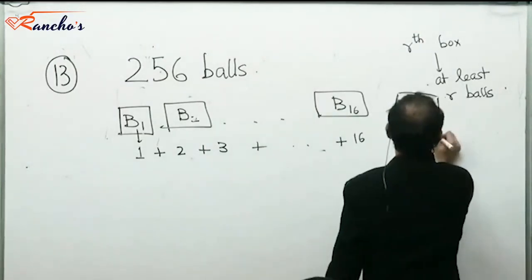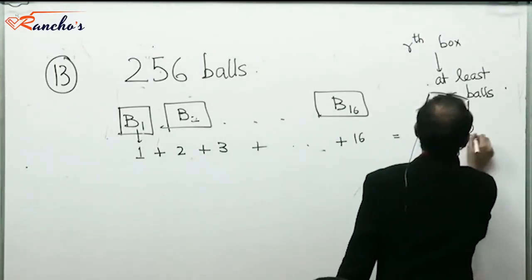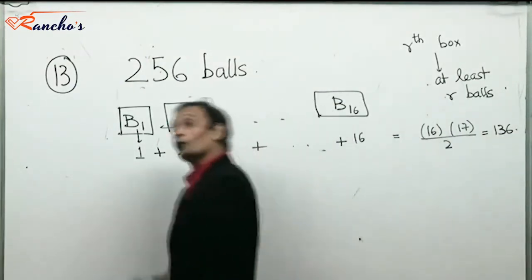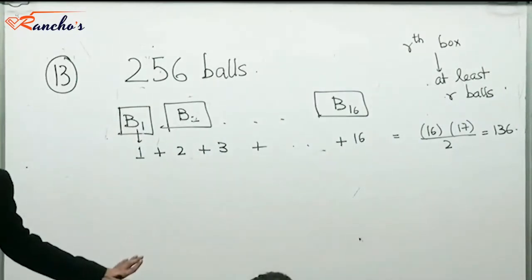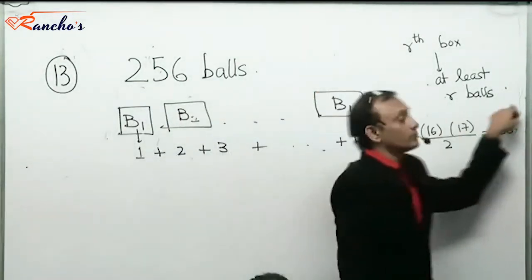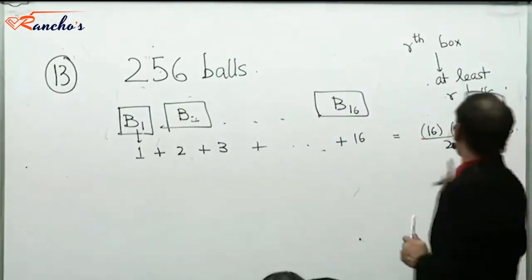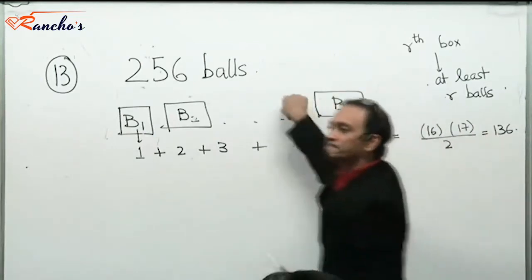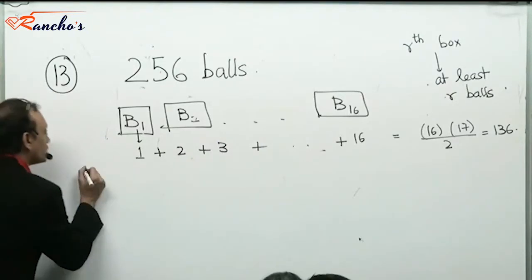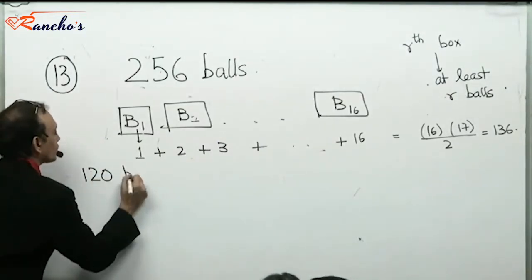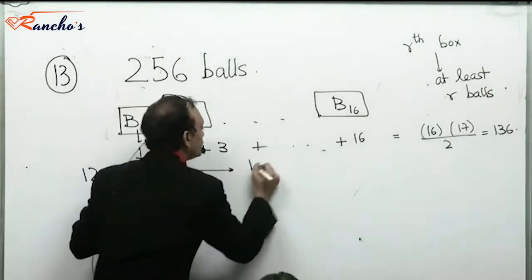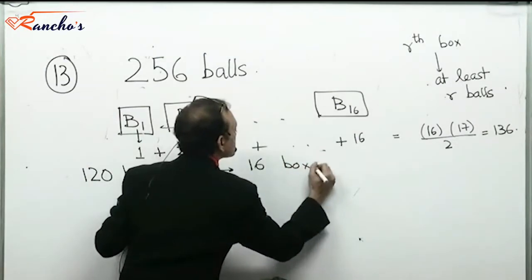So that makes it 16 into 17 by 2, 136, right? 136 balls have been used up. Yes or no? Now each box will satisfy the minimum requirement. So 136 balls have already been assigned with the given condition. Now how many balls remain? 120 balls remain. Identical, and they have to now be given into 16 boxes.